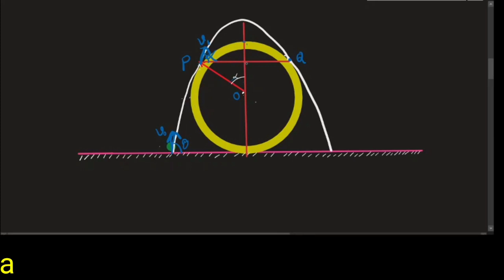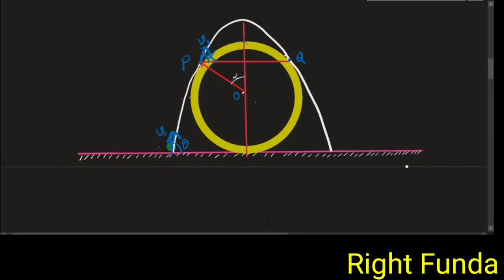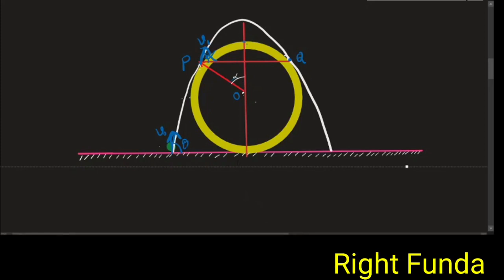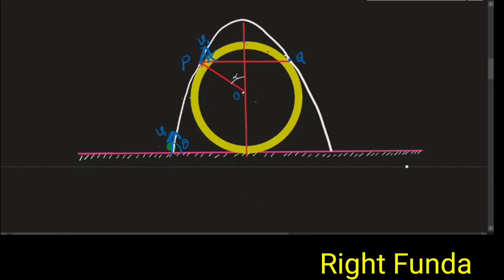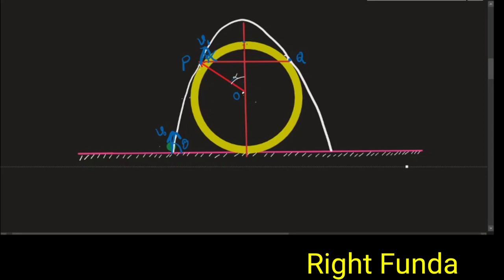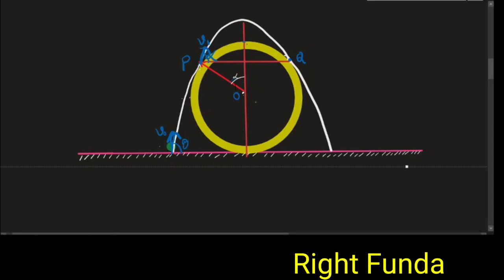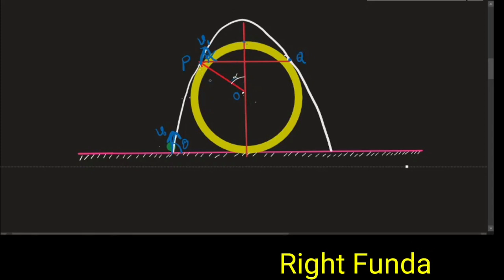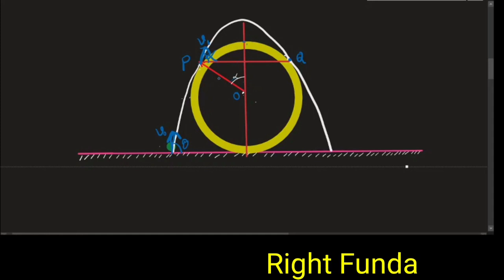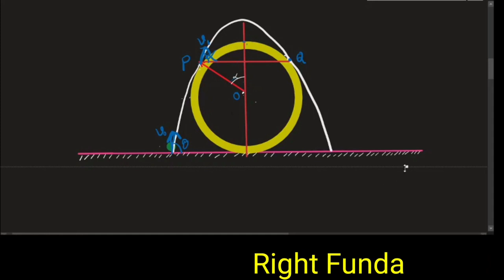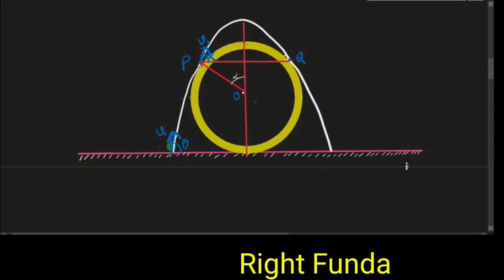So to solve this problem, how to proceed? Because nothing is given. Initially V naught is not given, theta is not given, V1, alpha, nothing is given. Only this diameter, or this radius, is given to us. This radius is R. Okay. So for the time being, we will not focus on the whole problem. Let's focus only on this upper part.